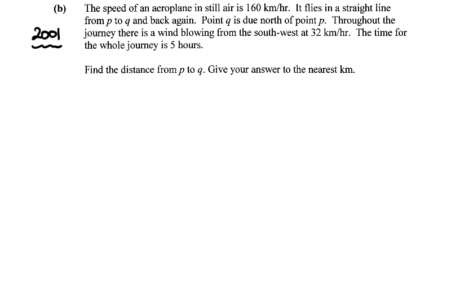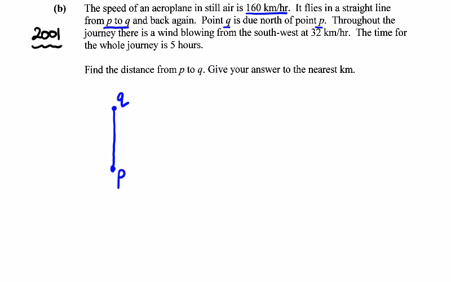The 2001 relative velocity question, part B. We have the speed of an airplane in still air as 160. It flies in a straight line from P to Q and back again. Point Q is north of P. Okay, so we have Q north of P, Q and P.